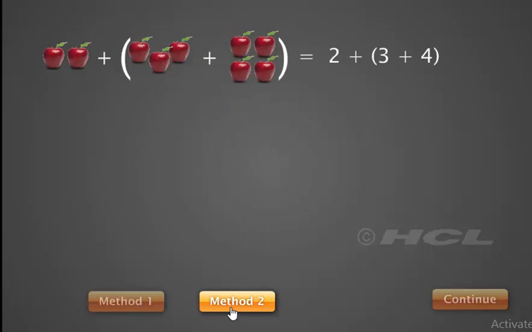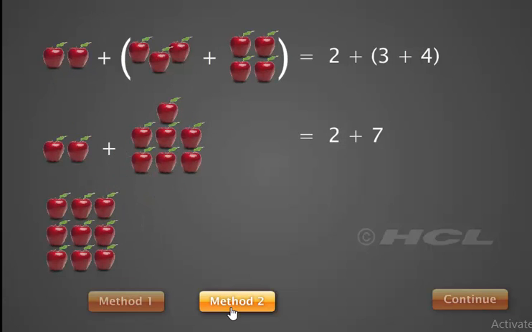We can group the second and third numbers. So, 3 and 4 would be 7, and then we add the first number, 2. Thus, we get a total of 9 apples.